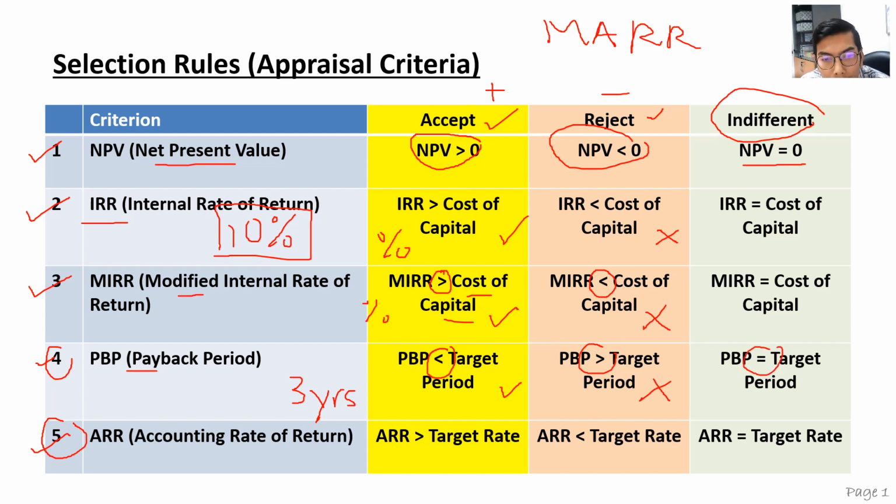The last one is accounting rate of return. It is a target rate, in percentage. Maybe your company is targeting a rate of return of 30%, for example. You apply the ARR technique. If you get more than 30%, you accept. If lower than 30%, you reject. So that's what we call an appraisal technique.